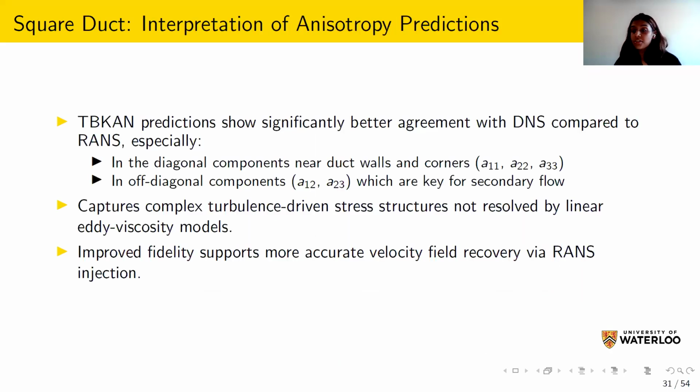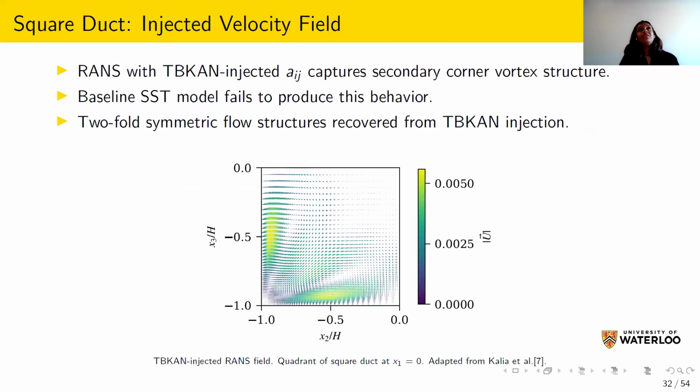The TB-KAN predictions do show significantly better agreement with DNS compared to RANS, in the diagonal components and the off-diagonal components as well, which are the main components that we have to consider for secondary flow. It is capturing the turbulence-driven stress structures. But when we compare the modified TBNN to TB-KAN, there are some differences when we get into the injection part. This figure demonstrates that TB-KAN is capturing the corner vortices and that behavior, which the baseline k-omega SST model fails to reproduce.